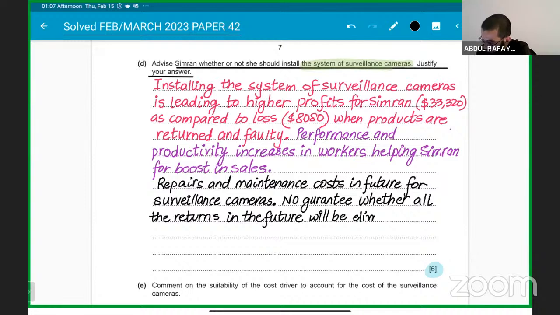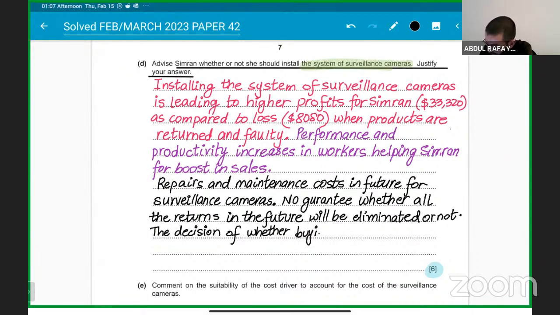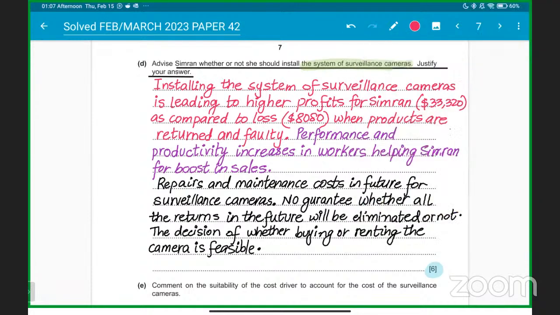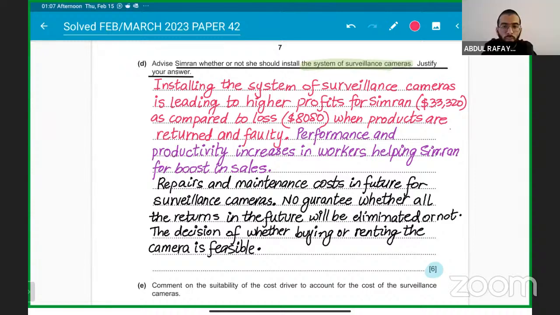Whether all the returns will be eliminated or not. The decision of whether buying or renting the camera is feasible. Okay. Getting it clear, understood? Can I get response? Hello? Got this? Yes. Clear, understood, all points got it.